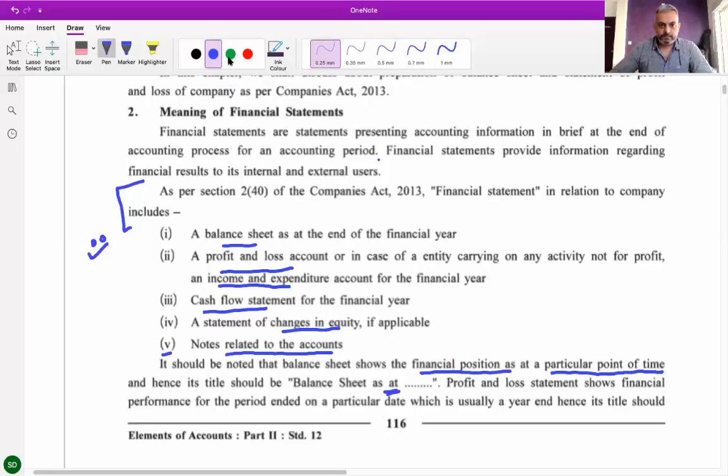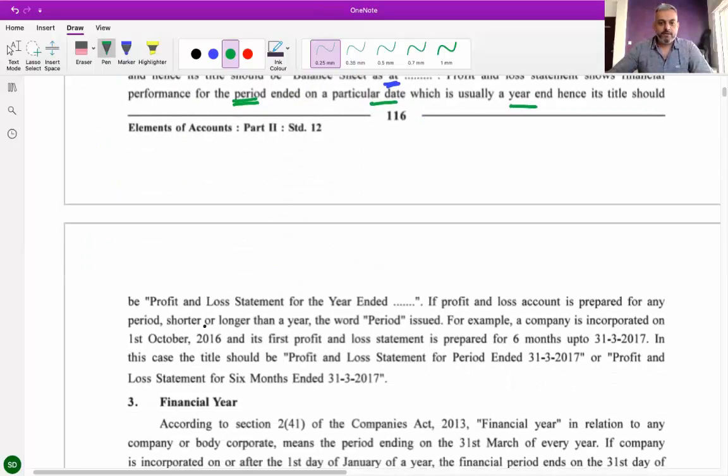Profit and loss. The profit and loss statement shows financial performance for the period ended on a particular date. So it is for a period ended on a particular date, which is usually a year. Hence, its title should be profit and loss for the year ended. Now, if I'm starting the company in the middle of the year, then it will not be for the full year. There we mention it will be for 6 months or 3 months or whatever.